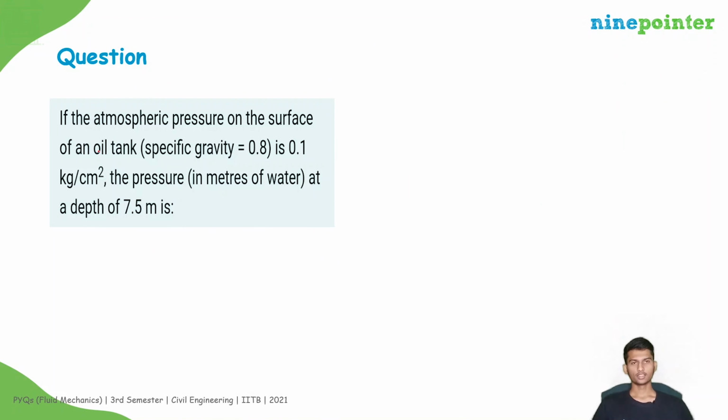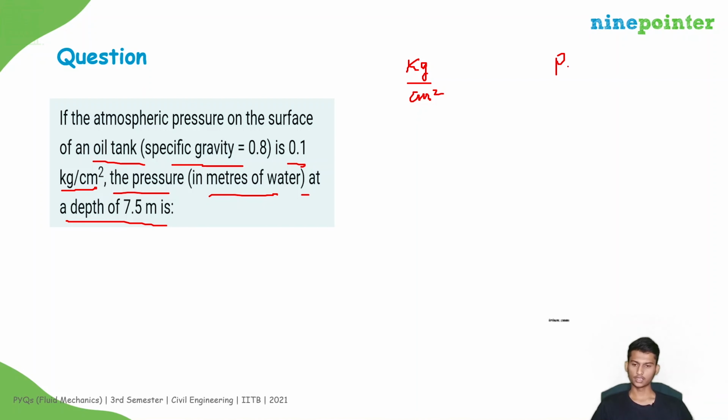So now let us go to the next question. The atmospheric pressure on the surface of an oil tank of specific gravity 0.8 is 0.1 kg per centimeter square. The pressure in meters of water at a depth of 7.5 meters. See, kg per centimeter square. Actually, pressure is in Pascal, the SI unit, that is Newton per meter square. That will be kg per meter square into meter square by second.